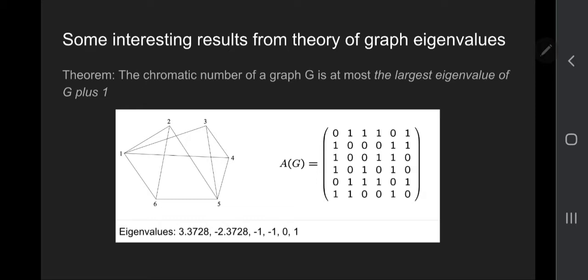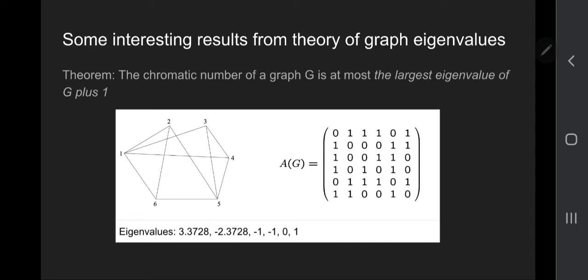Another interesting theoretical result is the idea that if you know the eigenvalues of a graph, then you know something about its chromatic number. In particular, the chromatic number of a graph G is at most the largest eigenvalue of G plus 1. So, for example, in this example that I've been working through, the largest eigenvalue of the graph is 3.37. So 3.37 plus 1 is 4.37. And so from this theorem, we already know that the chromatic number is at most 4.